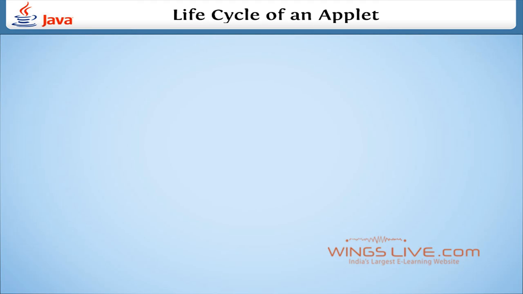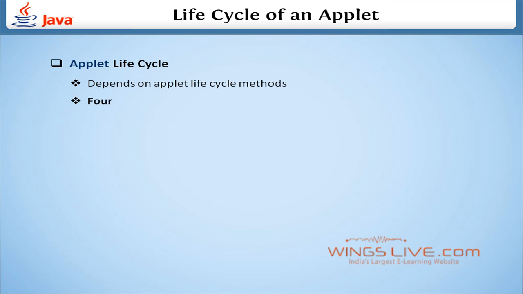Life cycle of an applet. So far, we have discussed the basics of an applet. In this lesson, we are going to discuss the applet's life cycle. The life cycle of an applet entirely depends on applet life cycle methods. Applet life cycle methods are separated into four stages, namely init, start, stop, and destroy.